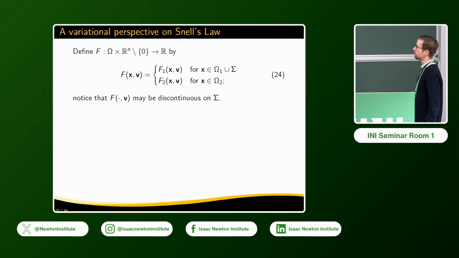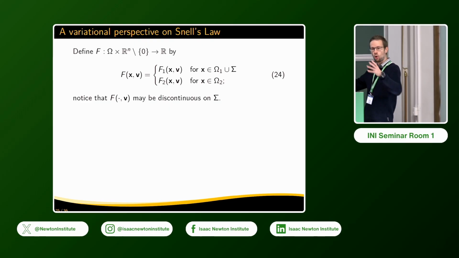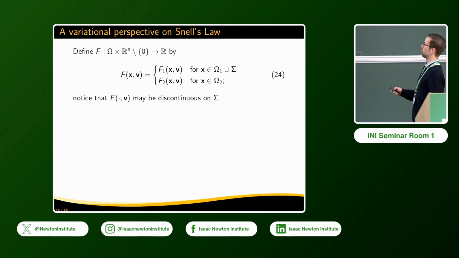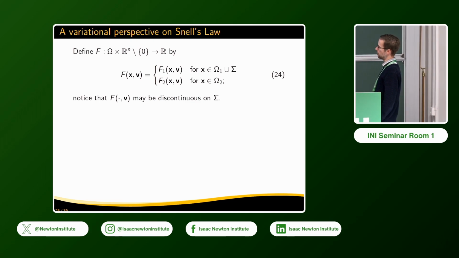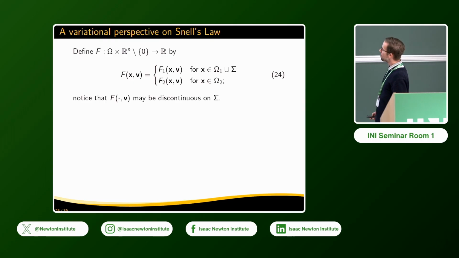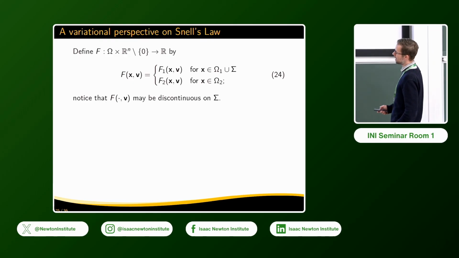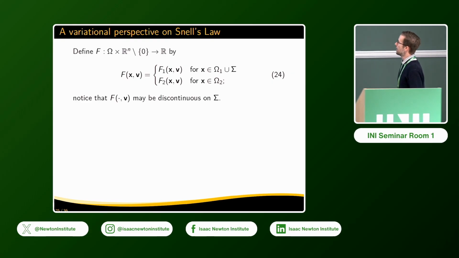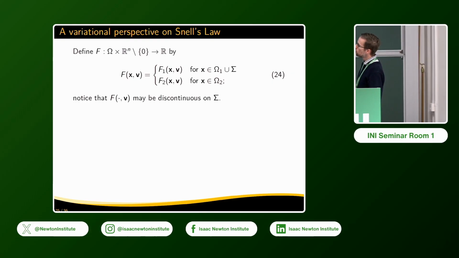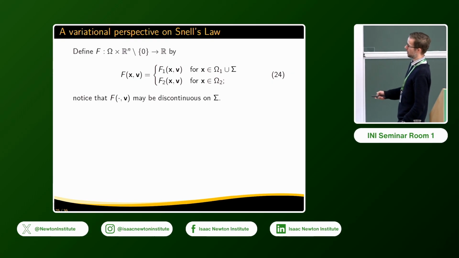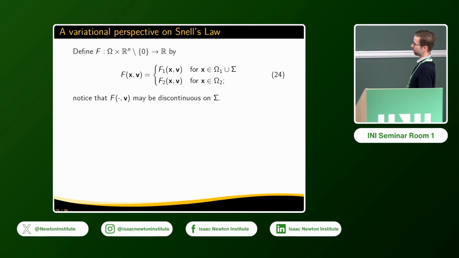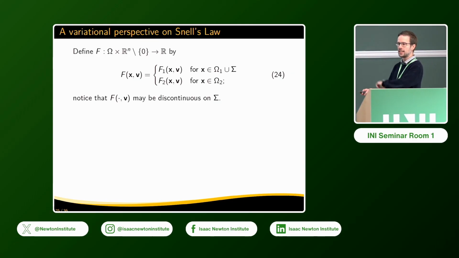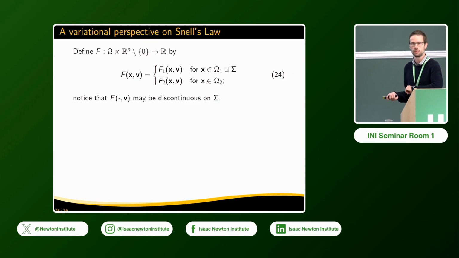And now I'm going to define my function f on the whole region omega, again depending on two variables, the second variable being not 0, in the following way. I'm going to define f to be f1 if my x belongs to this first region omega 1. And then I'm going to define my f to be f2 if my x belongs to the second region, omega 2. So in particular, what's going on here is we have a function that may be discontinuous along this hypersurface dividing these two materials.